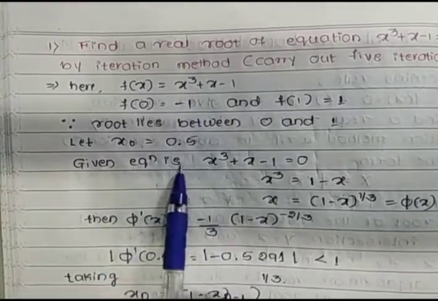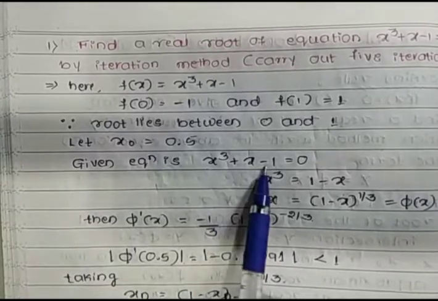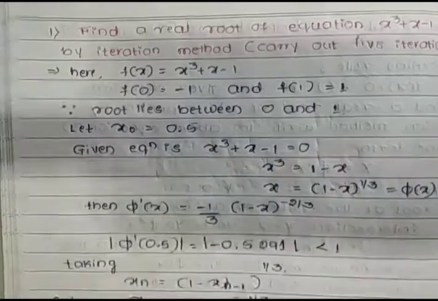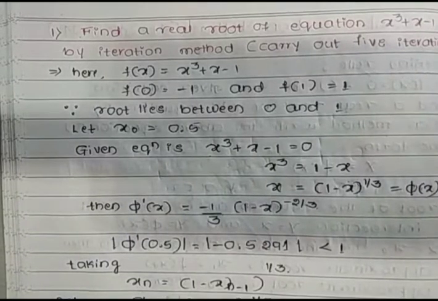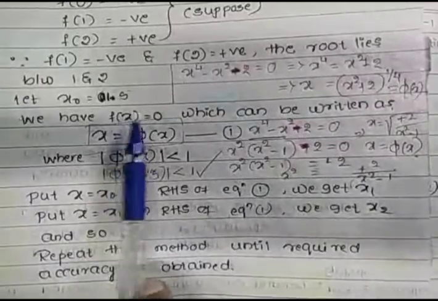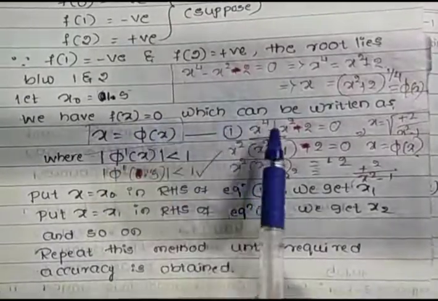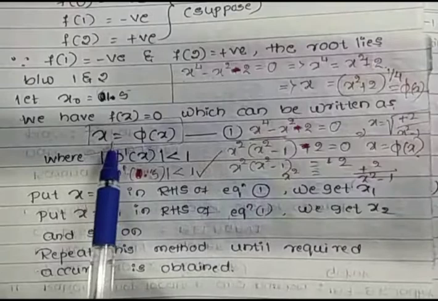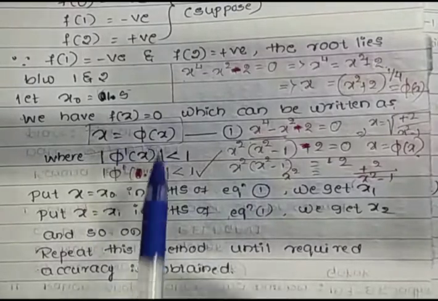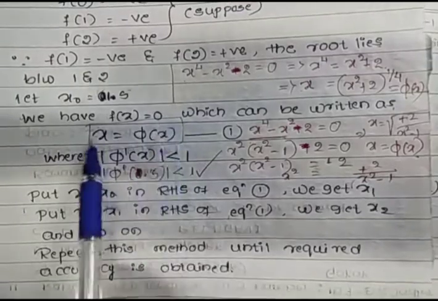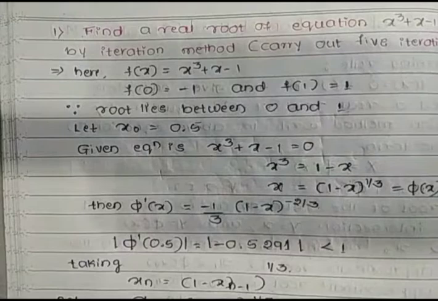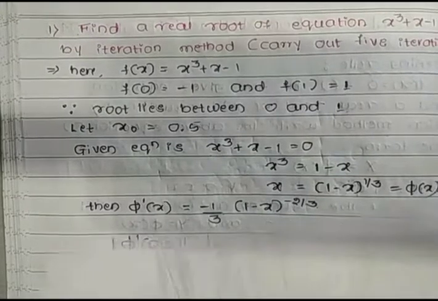So the given equation is x cube plus x minus 1 is equal to 0, and according to the working rule, what we have to do here? According to this working rule, f of x is equal to 0 can be expressed in the form of x is equal to phi of x. Now the given equation we have to express in the form of x is equal to phi of x. Now how can we reduce it in the form of phi of x?